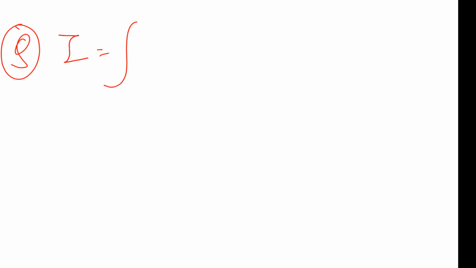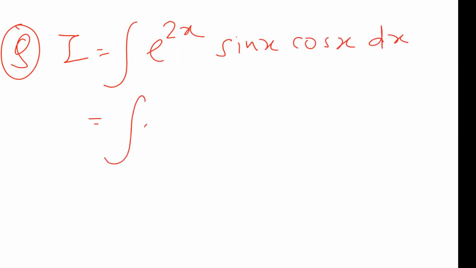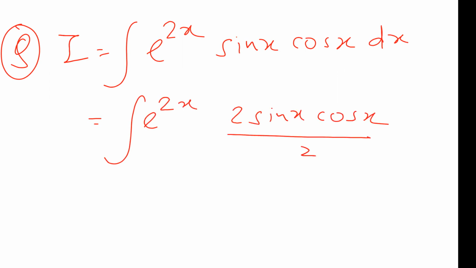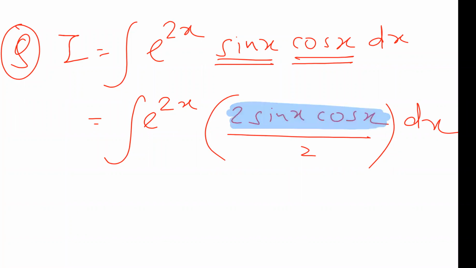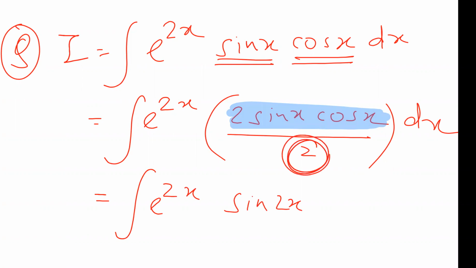Integration of e raised to 2x sin x into cos x dx. So what we'll do is we'll multiply and divide with 2 over here. The reason being because there are two terms over here, sine as well as cos. So we multiplied and divided with 2. So 2 sin x cos x becomes sine 2x. And this 2 will take it outside the integration sign dx.